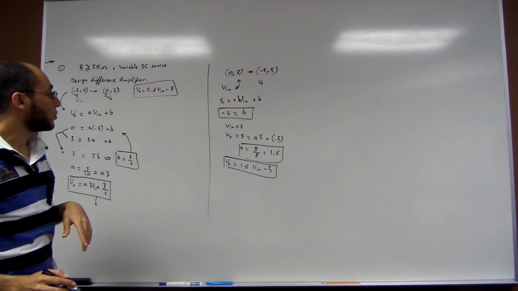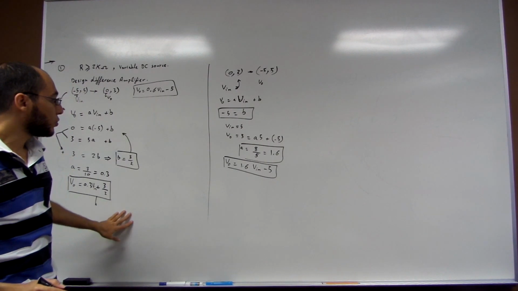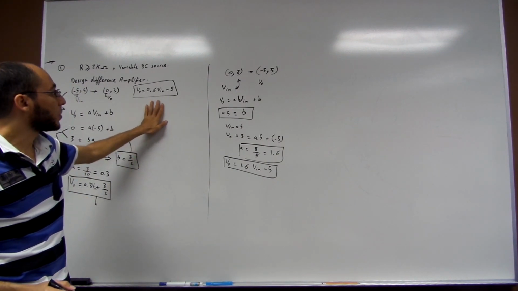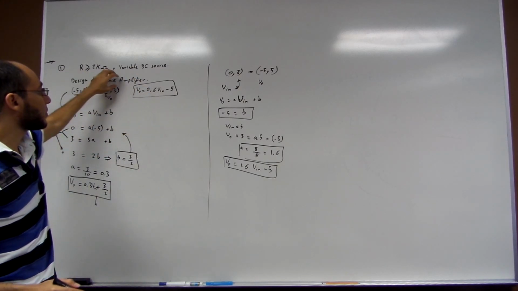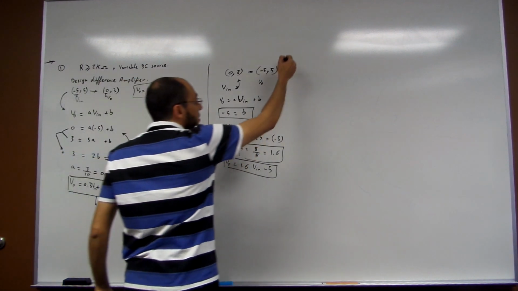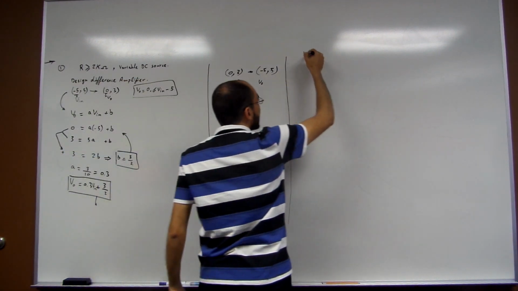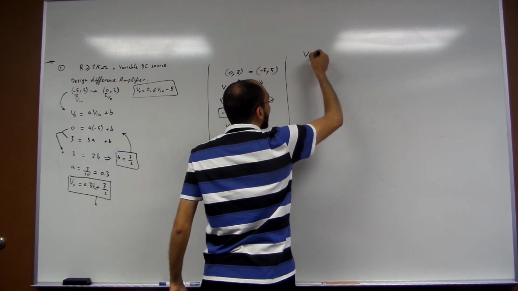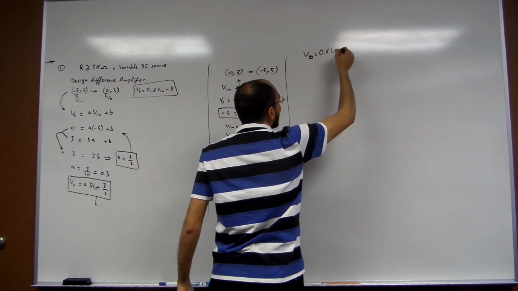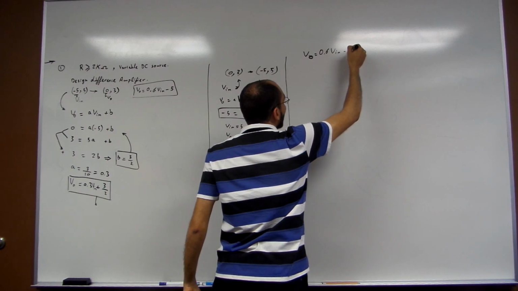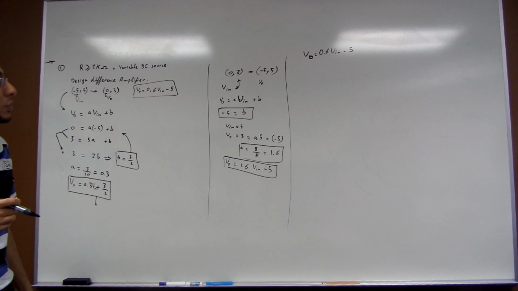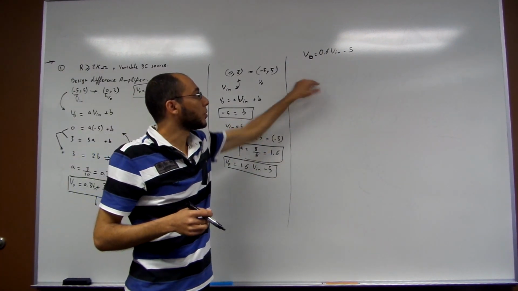Right now I'm going to pick up this equation and try to design a difference amplifier that implements it: V output equals 1.6 V input minus 5. So what do I do in order to implement this equation?